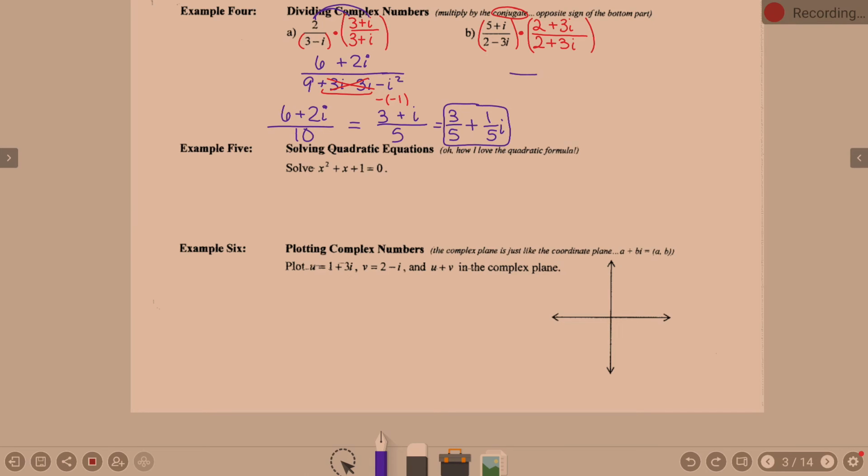So, on top, 5 times 2, 10. 5 times 3i, 15i. i times 2, 2i. i times 3i, 3i squared. On bottom, 2 times 2, 4. 2 times 3i, plus 6i. Minus 3i times 2, minus 6i. Minus 3i times plus 3i, minus 9i squared.